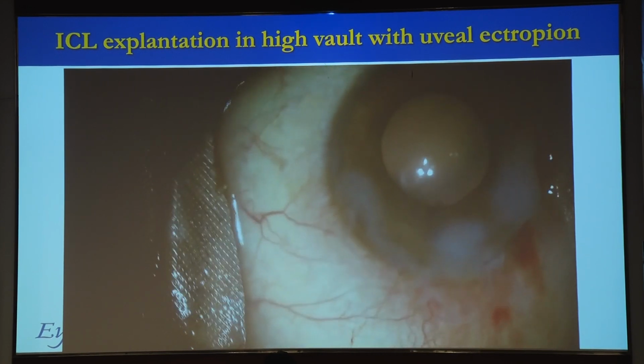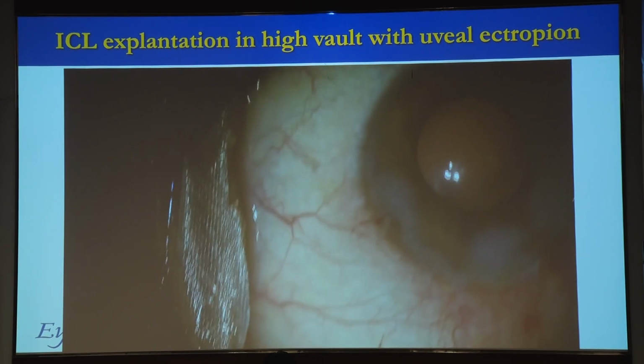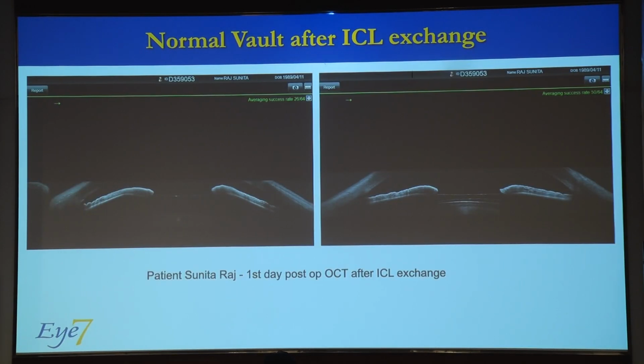And exchanged it with a smaller size. So this is how the vault was after the exchange. The angles were open.